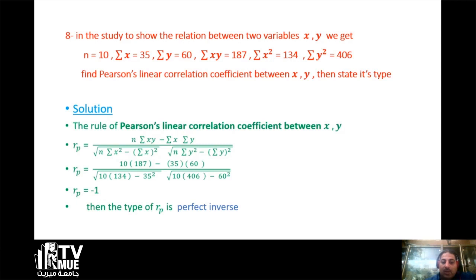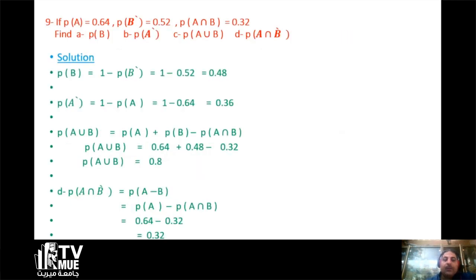Next: the grades of 6 students in physics and math. Calculate the Spearman rank correlation coefficient and its type. We must make a table of 6 squares. The rule is r equals 1 minus 6 times the summation of d squared over n times n squared minus 1. Now we need to get the value of the summation of d squared by using the table.